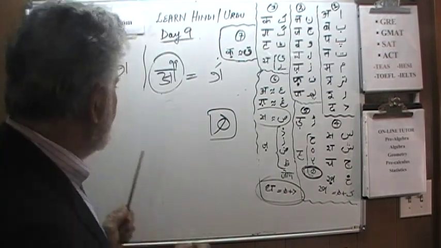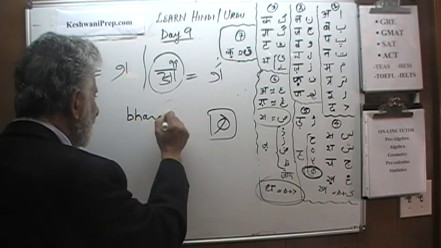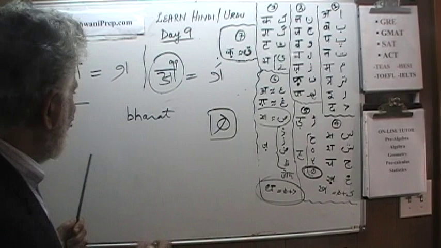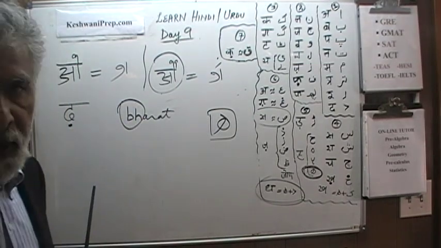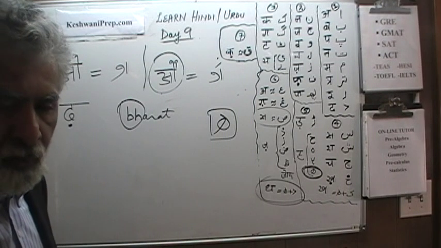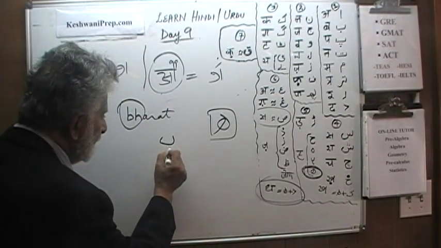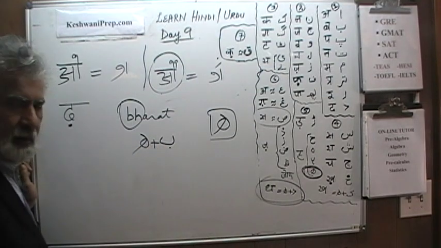Let me give you one quick example with English. For example, if I want to write Bharat in English, they do not have a letter for B, so what do they do? They put a B and an H. The same exact thing we do in Urdu. We take our be, and we combine it with he, and it becomes a b.